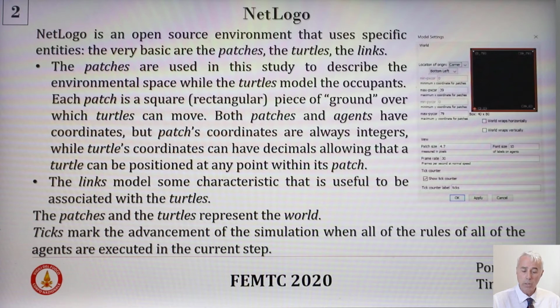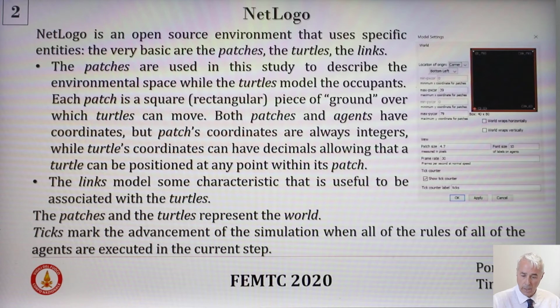The patches are used in this study just to describe the environmental space, that is the walls and the plan of the floor, and also the way the environment interacts with the people inside. So we have alarm sounds, the way some doors can be blocked, some others are used as exits. Each patch, that is a square piece of ground over which turtles can move, is essential as it represents the space the agents, that is the turtles, move through.